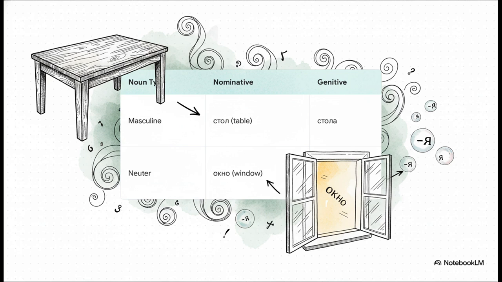So for a masculine noun that ends in a consonant, like stol, which means table, you just add an a, so it becomes stala. You try it, stala. Perfect. And for neuter nouns ending in O, like akno for window, you just swap that O for an A, and you get okna. Your turn, okna. See? Not so bad at all.